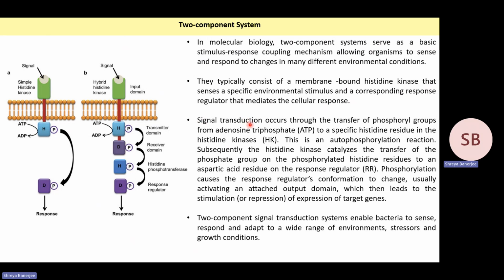Signal transduction occurs through the transfer of phosphoryl groups from ATP to a specific histidine residue in the histidine kinase. So you have ATP, which is the energy currency of the human body, and one phosphoryl group of ATP is transferred to histidine in the histidine kinase, and it becomes ADP. So now the histidine has a phosphoryl group. This is an autophosphorylation reaction. Subsequently, the histidine kinase catalyzes the transfer of the phosphate group on the phosphorylated histidine residue to an aspartic acid.